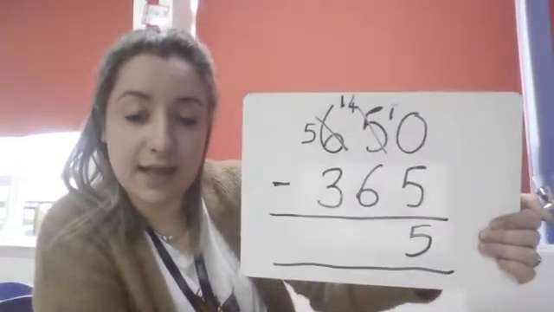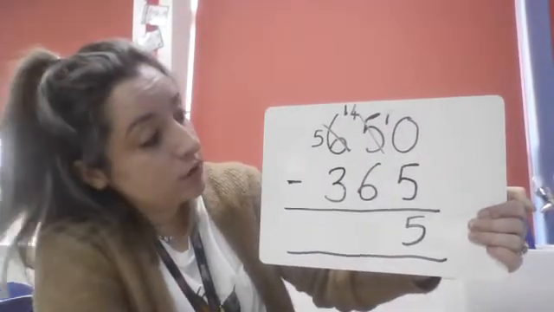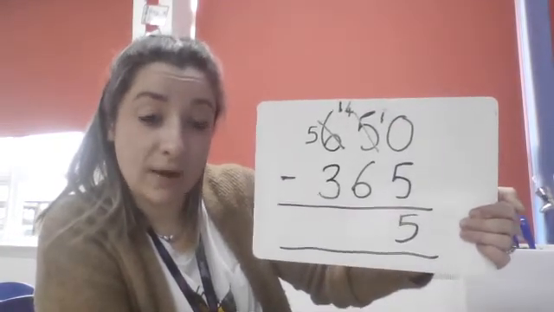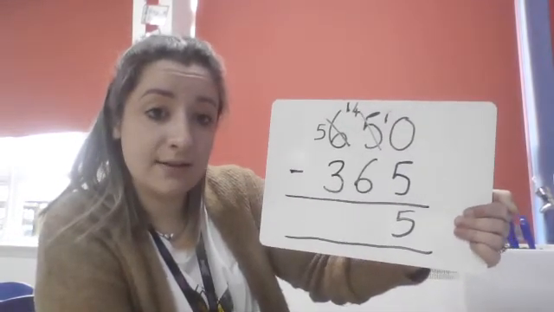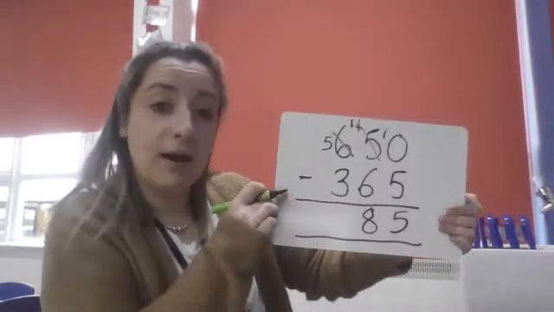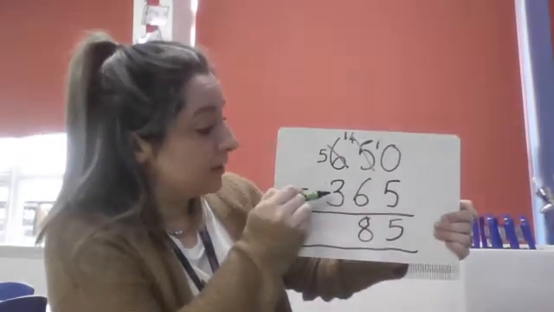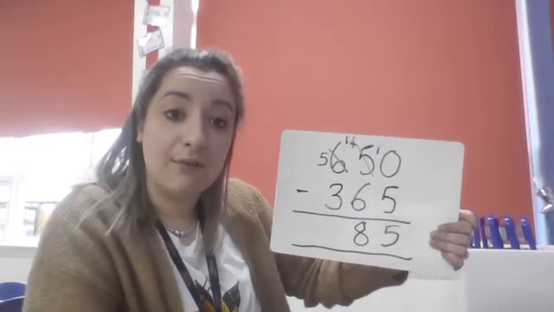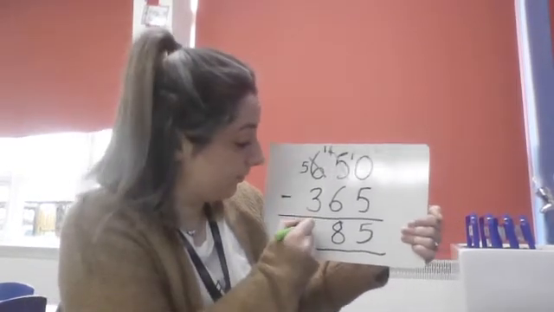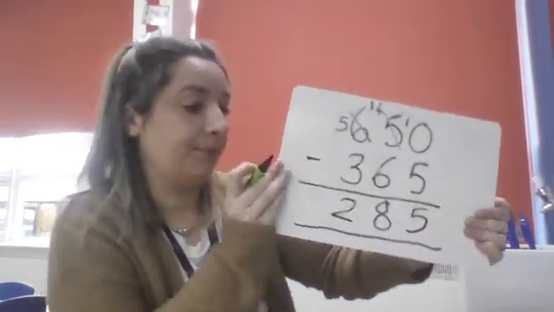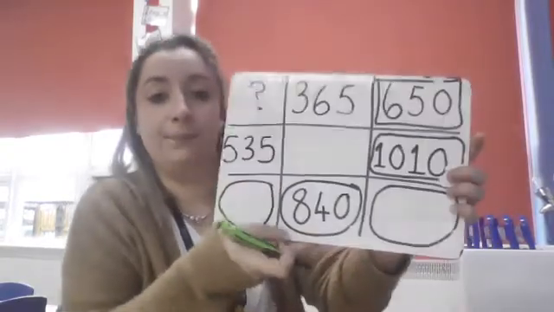Okay, so you can see that a bit better there, 14. I need to do 14 take away 6. Can you do that mentally in your head? That will give you the number 8. Now finally, on my next section, I've got 5 take away 3. So let's imagine you've got 5 sweets, you take 3 of them away. How many do you have left? 2. So 285 is my answer.